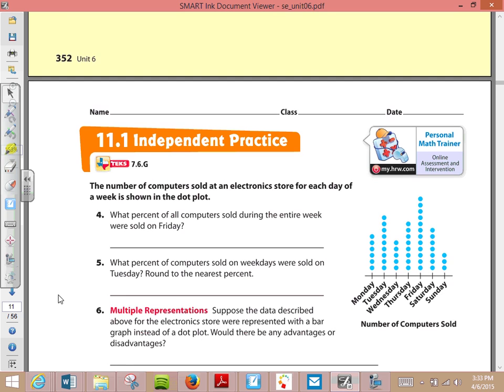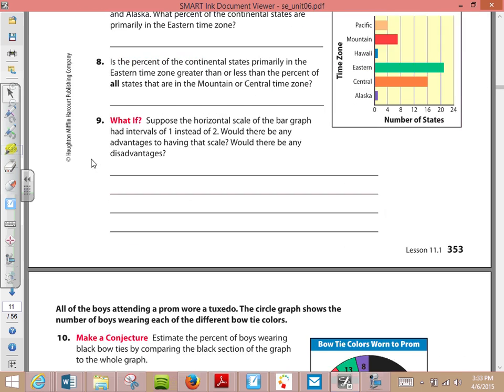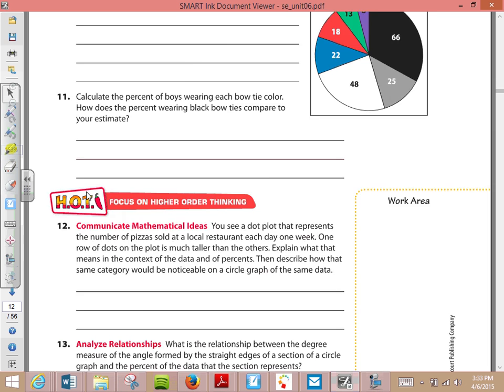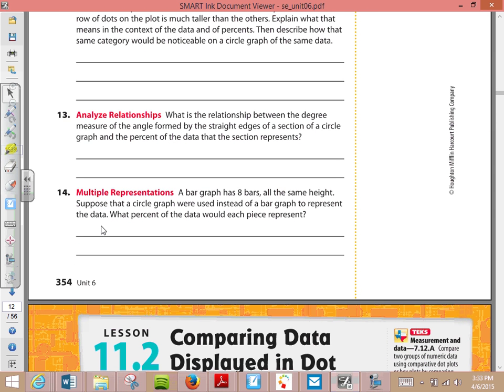So your homework is going to be page 353, the entire page from the front and the back of it. All of it. This week you're going to have a lot of homework because you need to practice a lot. So please make sure that you do this. Front and back. If you have any questions, you can ask me at Edmodo and I'll be able to answer.